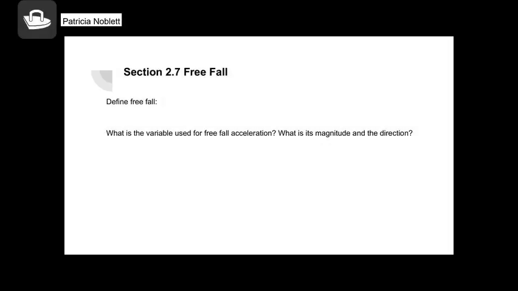All right, so we're going to go through the basics of free fall. So, what does it mean if an object is falling freely? That means that the object is only under the influence of gravity.